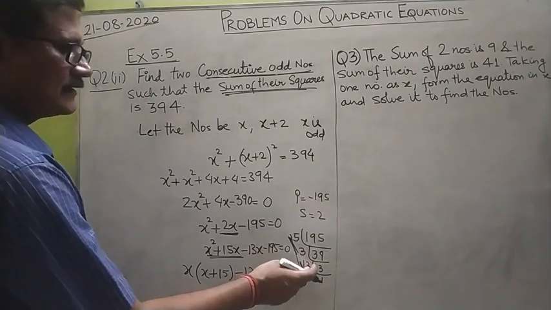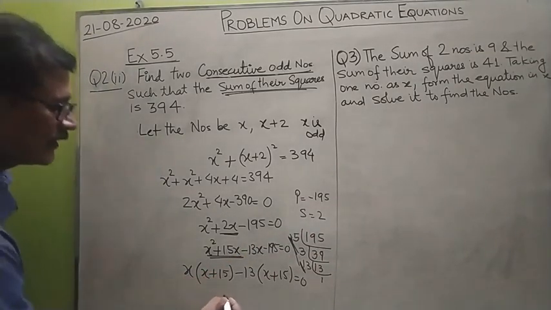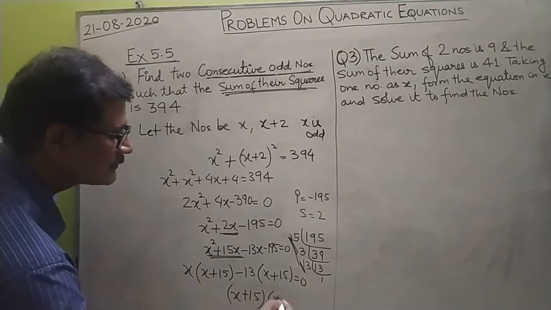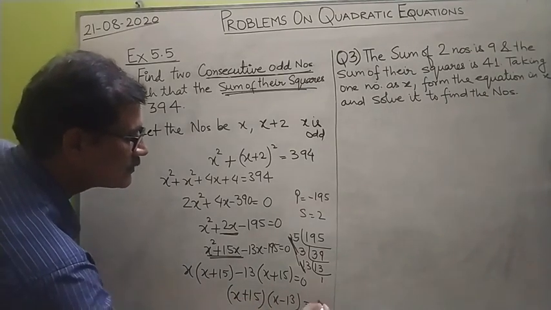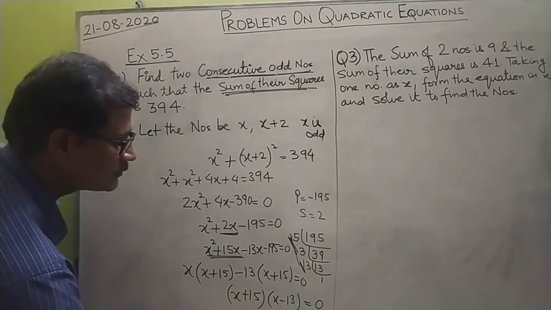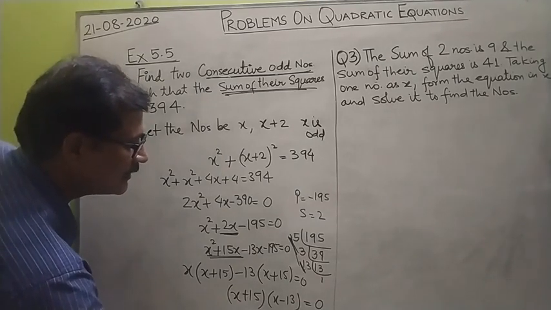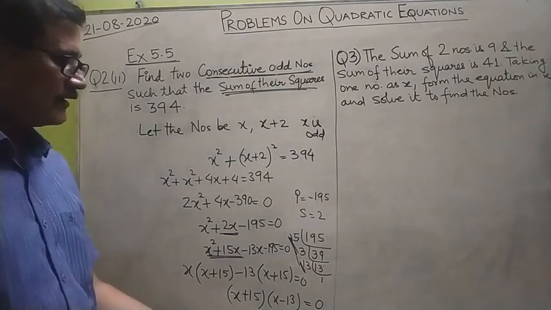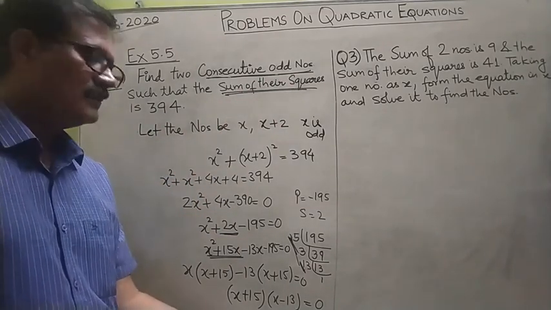13 15s, you can see 13 into 15 is 195. So what I get from here is x plus 15 times x minus 13 is equal to 0. So we get x equals 13 and minus 15. So we are talking about two consecutive odd numbers. So we take in terms of 13 and minus 15. So we talk about 13.